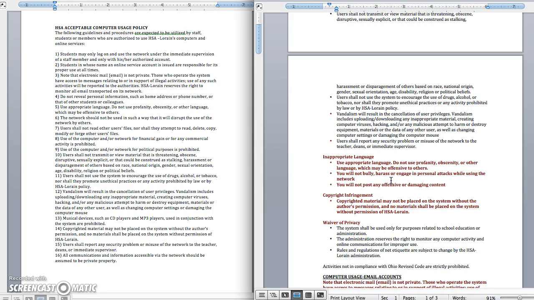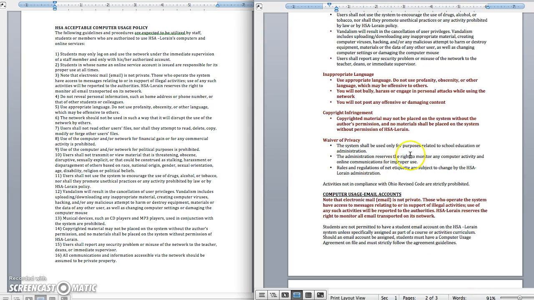Next thing that I added is copyright infringement. Copyrighted material may not be placed on the system without the author's permission, and no material should be placed on the system without permission of Horizon Science Academy Lorraine. Waiver of privacy. They had this in the original language, so I put that there. I also put here under the computer usage email accounts.